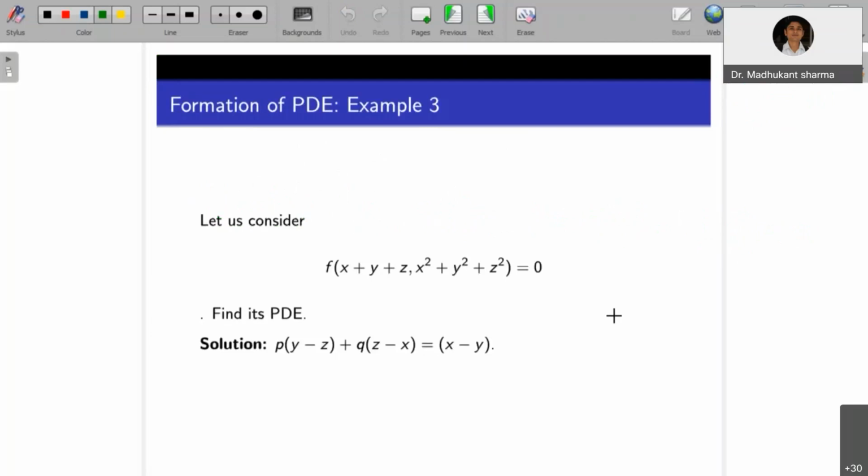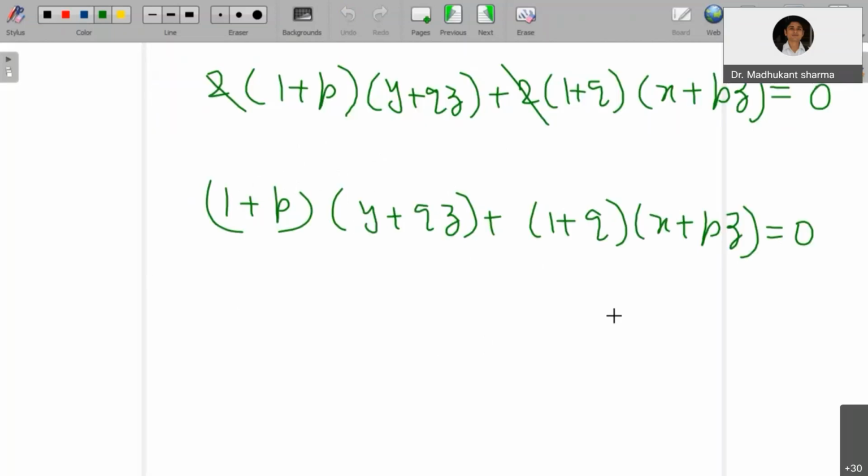So if you solve it, you will get it in the following manner. So you can do that.